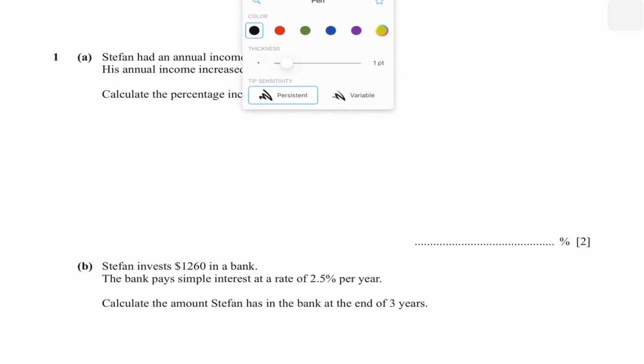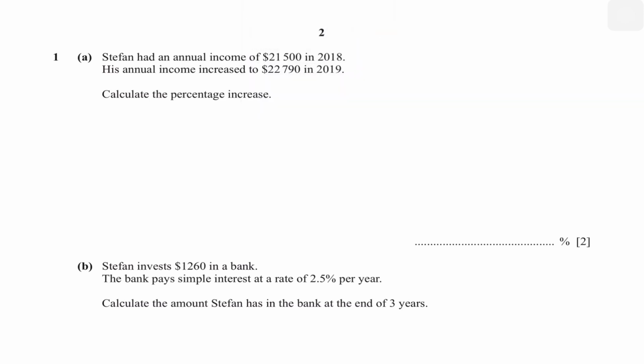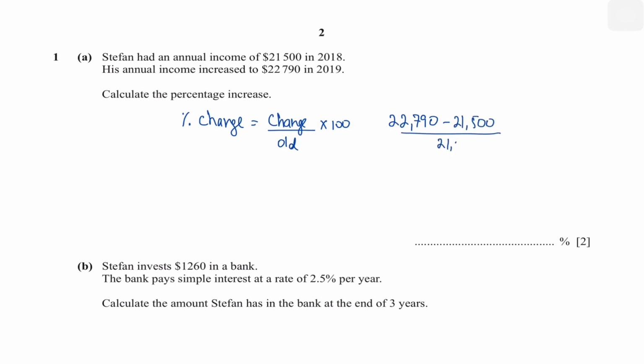Percentage increase, or percentage change, or even if it's a decrease, is calculated through the same formula: you figure out the change, the new minus old value, divide by the old value, multiplied by 100. So to figure out the change, I'm going to take 22,790 and subtract 21,500. I'll divide it by the old value, which is 21,500, and then multiply by 100 to get the final answer. So 22,790 minus 21,500 divided by 21,500 multiplied by 100. The answer is 6%.